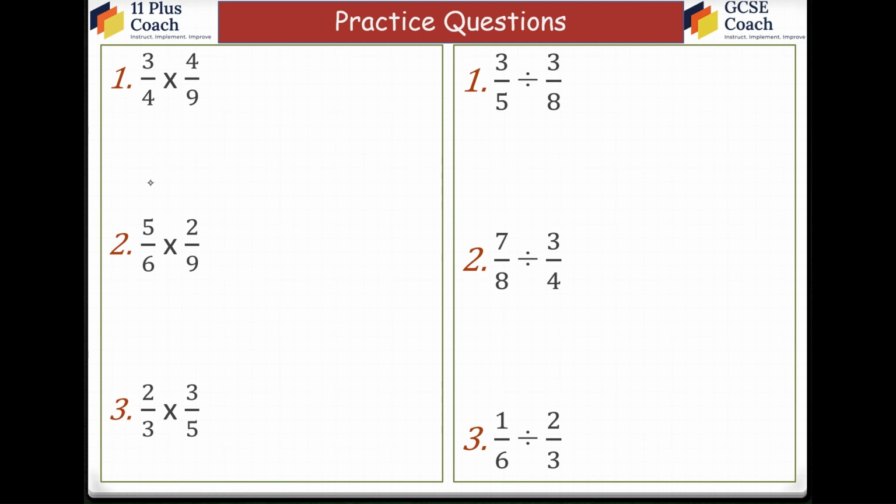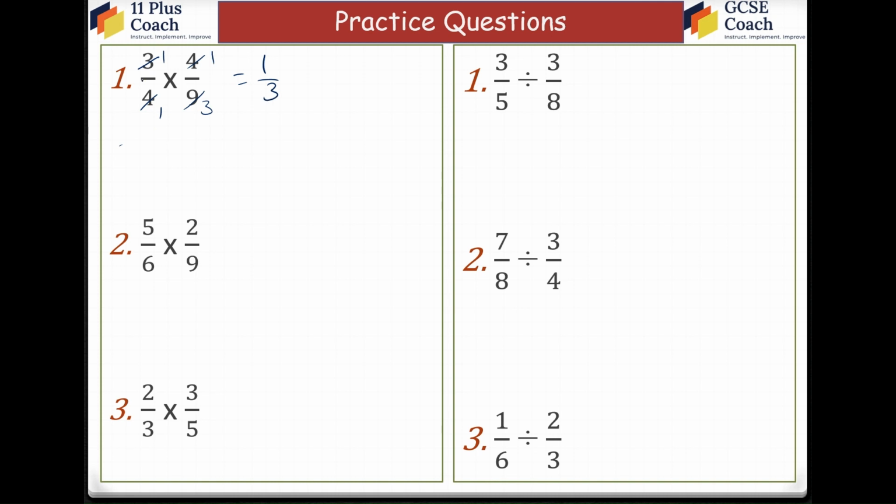Hopefully you've attempted these questions. Let's go through them quickly. So we're multiplying 3 over 4 times 4 over 9. Again, I'm going to try to simplify first and then times across. I can clearly see 3 and 9 can cancel out. 3 goes into 3 once, and 3 goes into 9 thrice. And the 4 and 4 can also cancel out. The highest common factor of 4 and 4 is 4. So 4 goes into 4 once, and 4 goes into 4 once. So now I'm left with 1 times 1, which is 1, and 1 times 3, which is 3. So the answer is 1 over 3.